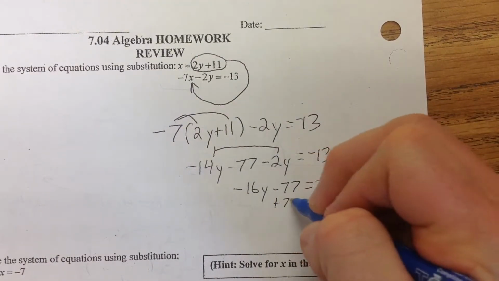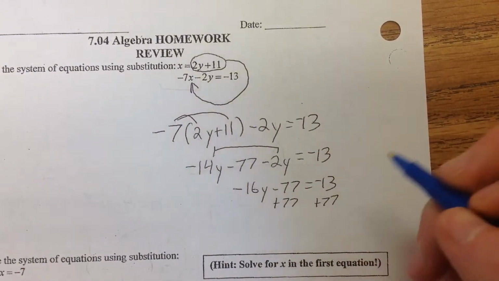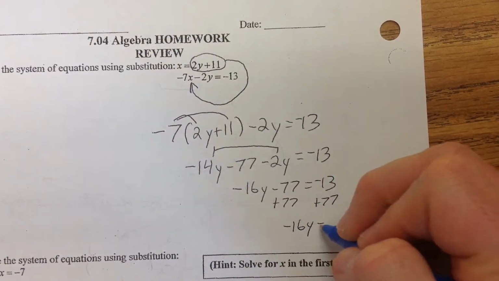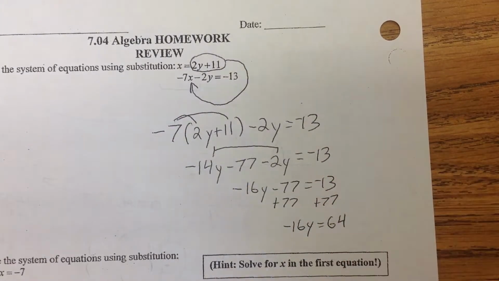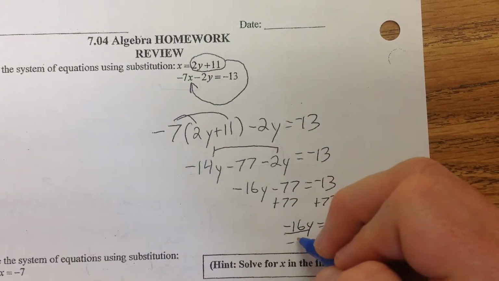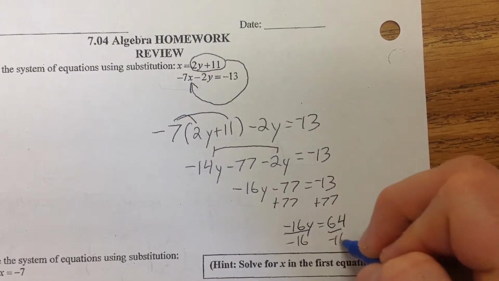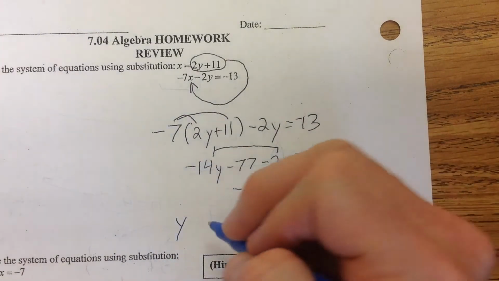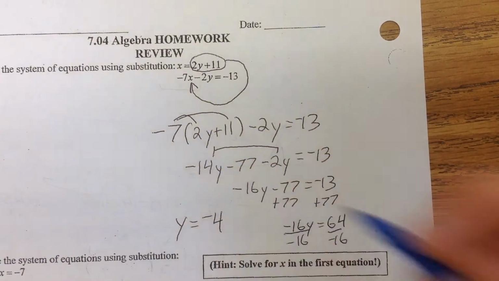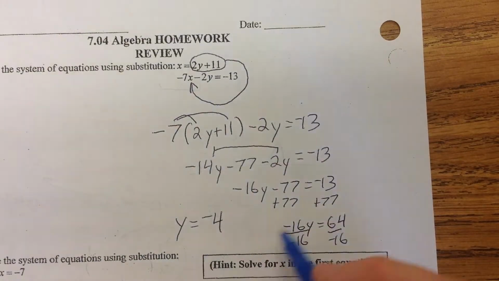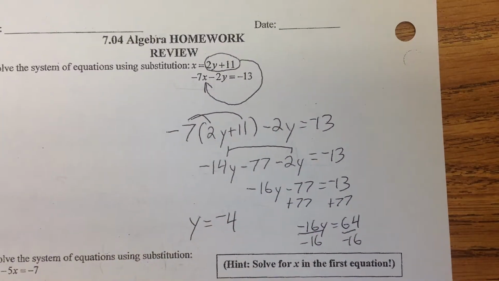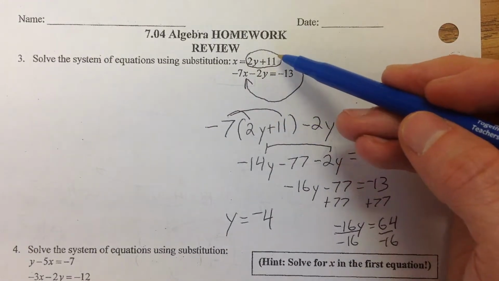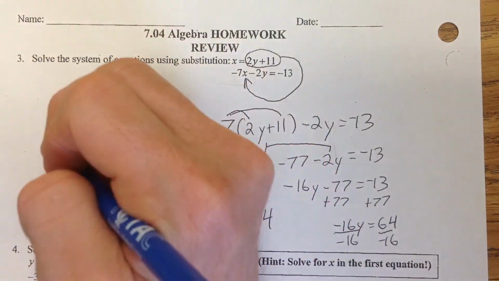Add 77 to both sides, and we get negative 16y equals 64. Divide both sides by negative 16. I'm going to write it over here. Y equals negative 4. Okay, so that's half of the problem. Now we have to go and plug it into one of these two. I would say the top one definitely looks easier for this one.